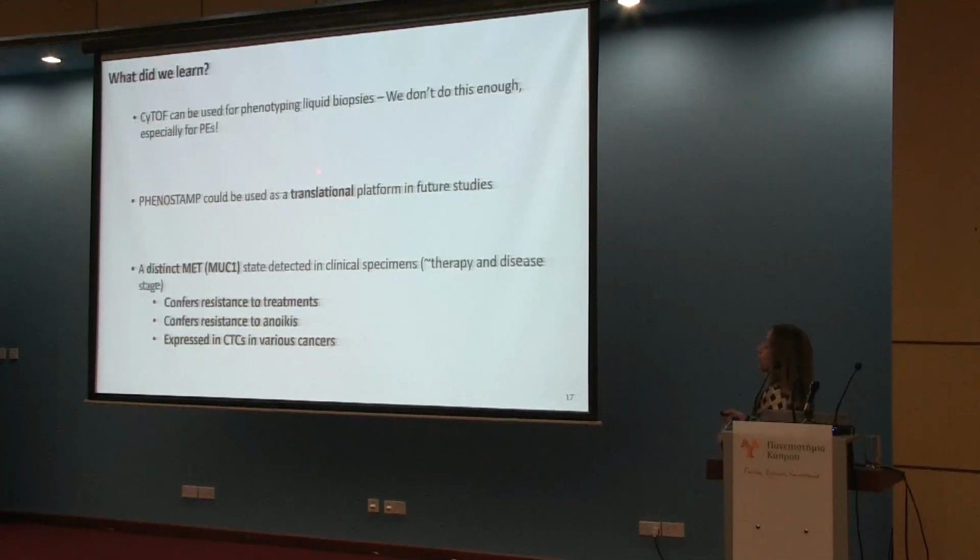You can use CyTOF to phenotype not only solid tumors, but also liquid biopsies, and we don't do this enough, especially with pleural effusions. You can use PhenoStat or variations of it, depending on the cancer type, as a translational platform and use it for a personalized approach. And then we found this distinct MET state that was first described, characterized by high MUC1. And upon further reading, it's been shown that MUC1 confers resistance to treatments, which is what we saw in the pleural effusion. It confers resistance to anoikis, meaning resistance to programmed cell death once cells detach from the solid tumor, so it makes sense that it's important in liquid biopsies. And it's actually expressed highly in circulating tumor cells once we did further reading.